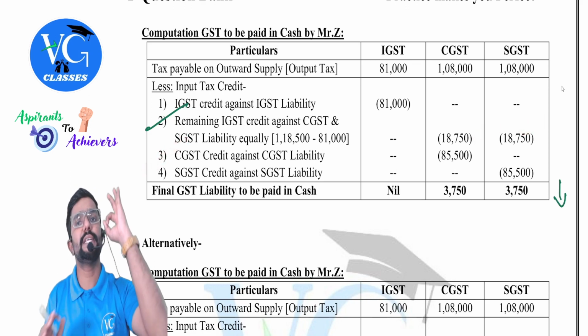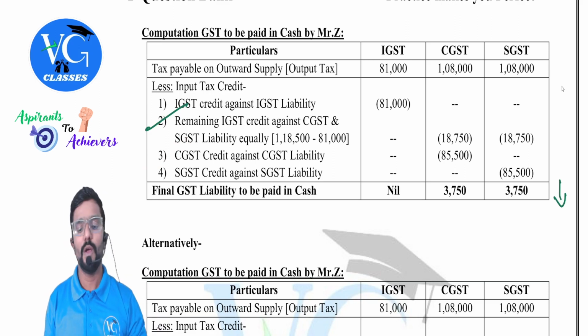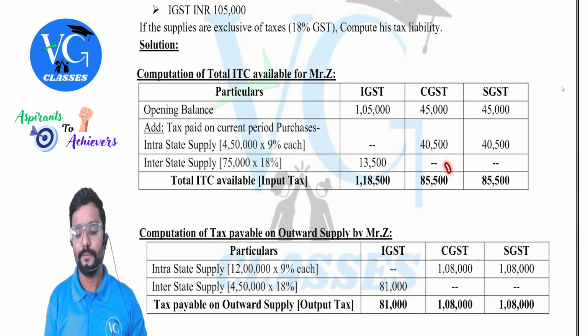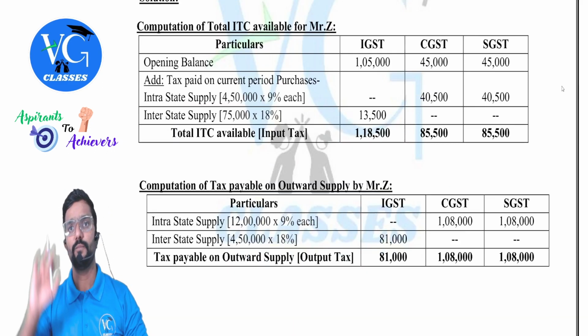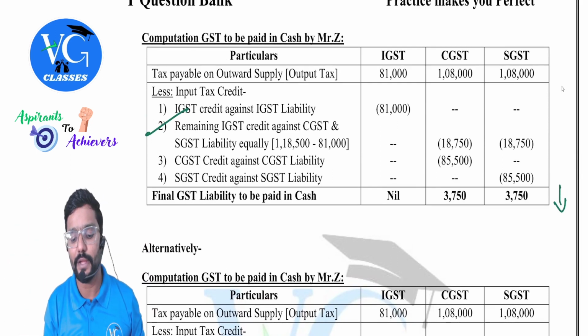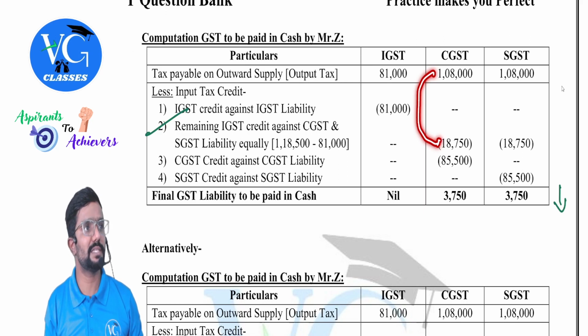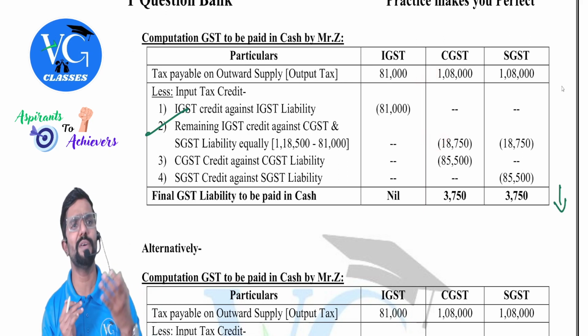Sir, IGST credit is 0, sir. Can I go and touch CGST credit now? Yes. How much CGST credit do we have? 85,500. Just check, do we have so much liability? 1,08,000 minus 18,750. Do we have so much liability? Yes, sir. It is more than 85,500. How much is it coming to?